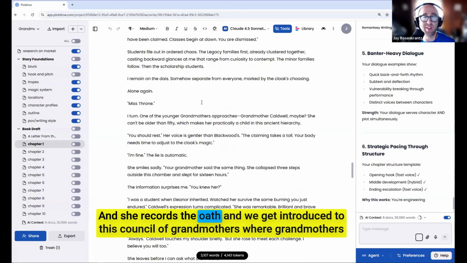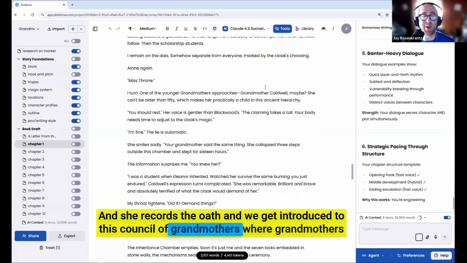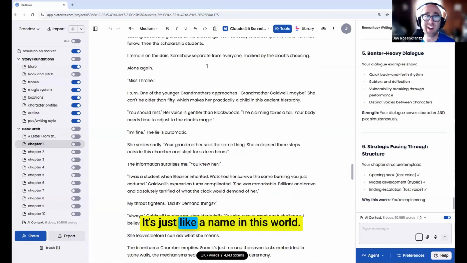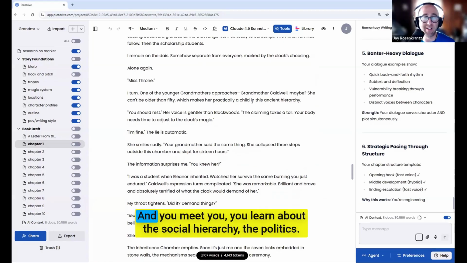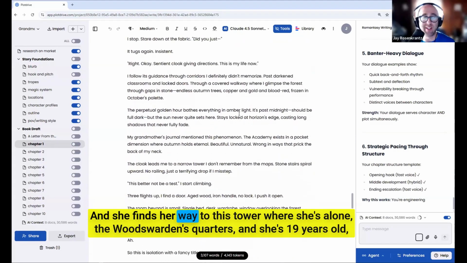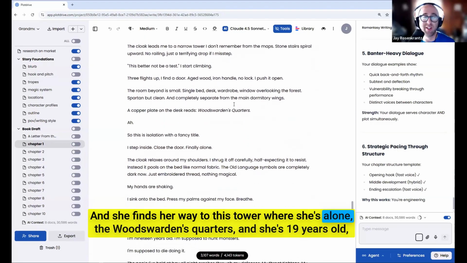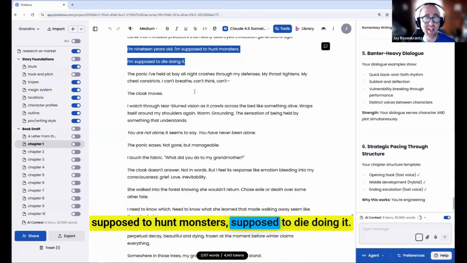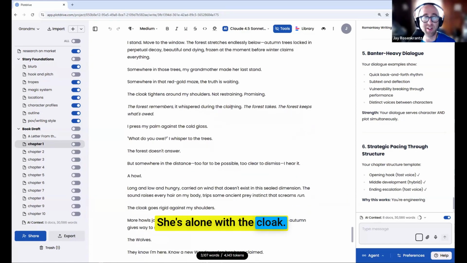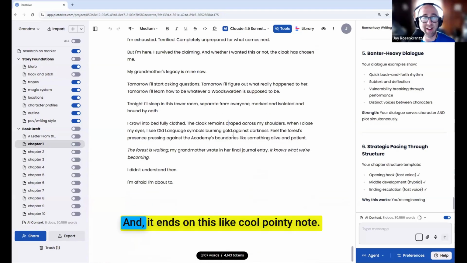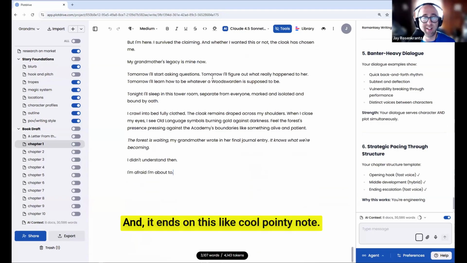And she records the oath. And we get introduced to this council of grandmothers, where grandmothers are not actually all grandmothers you're related to. It's just a name in this world. And you learn about the social hierarchy, the politics, and she finds her way to this tower where she's alone, the Woods Warden's quarters, and she's 19 years old, supposed to hunt monsters, supposed to die doing it. She's alone with the cloak and the forest, and she hears the wolves howling, and it ends on this cool, poignant note.